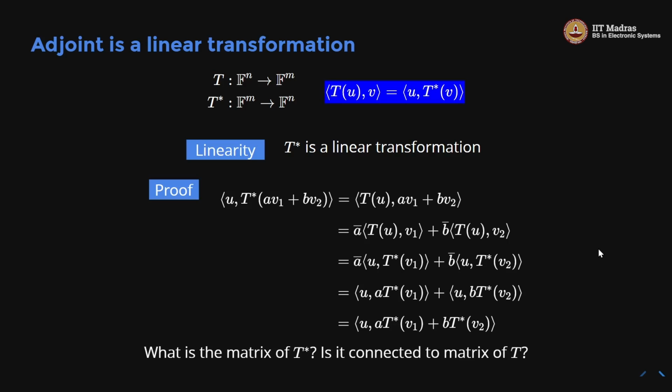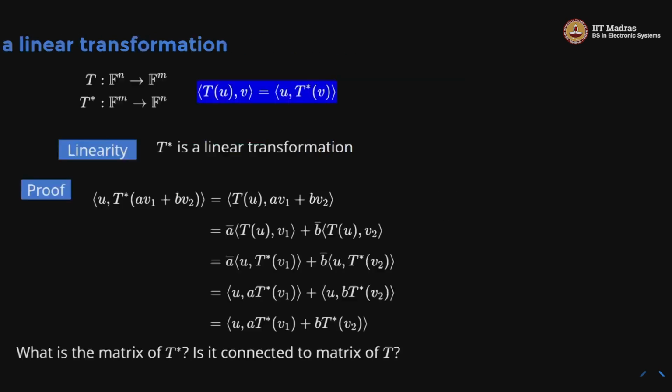Now don't confuse T star with T inverse. A lot of people have that confusion. So these two need not be related at all, right? First of all, this Fn to Fm, if m is different from n, it's not even invertible. There's no question of inverse. But this T star has a very nice property that it gives you the reverse direction transformation, and it is connected to T in some way. Okay, so it's a different connection. We'll see what the matrix is and how it works right now.